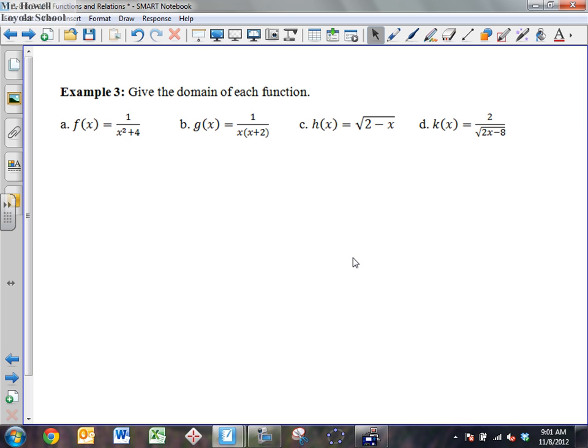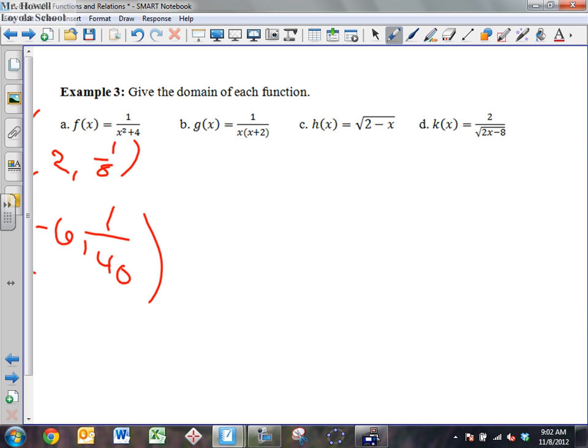1/8. Again, plug in a 2 here, you're going to get 1/8 for the y value. Pick another number. Pick a negative number. -6. If I plug in -6, what do I get? 1/40. So no matter what number I plug in in this case, I'm still going to get some answer for the y value. Do we all agree with that?